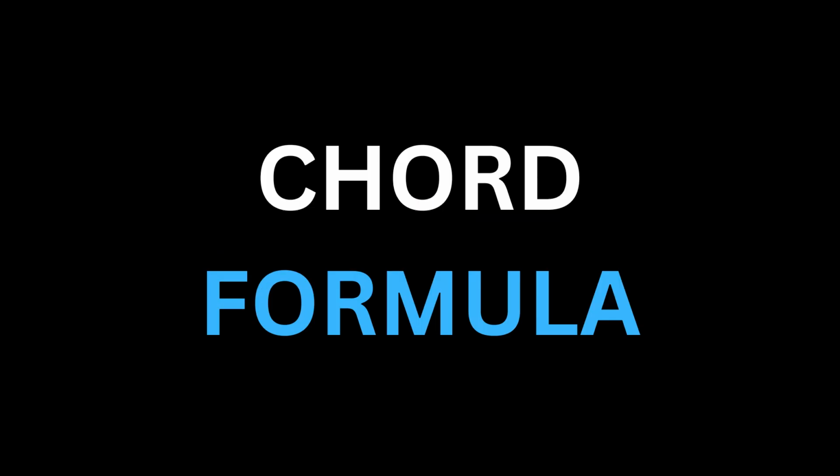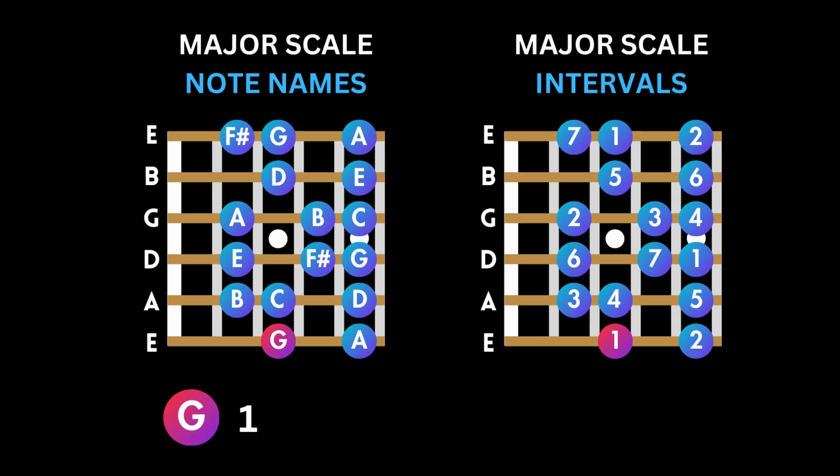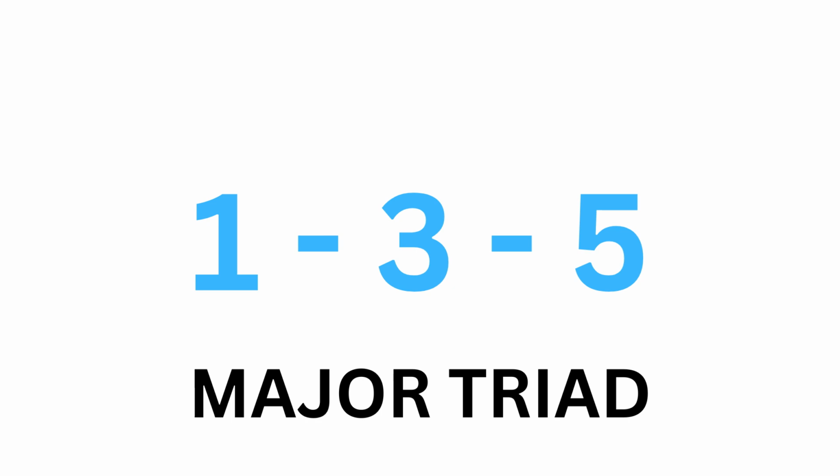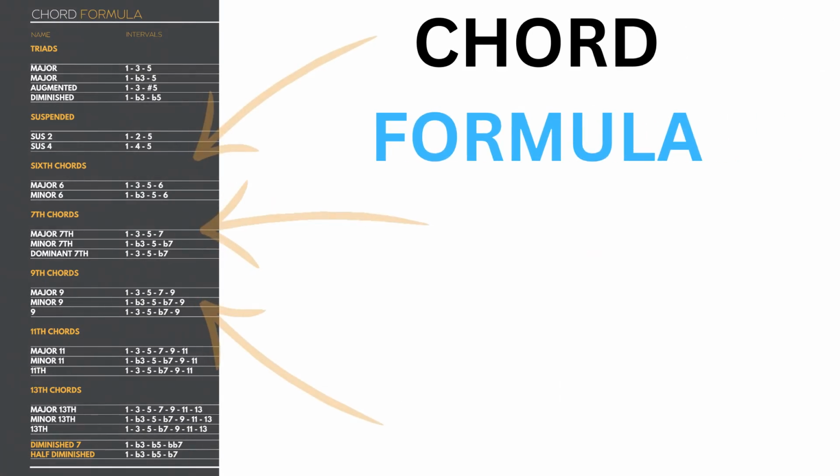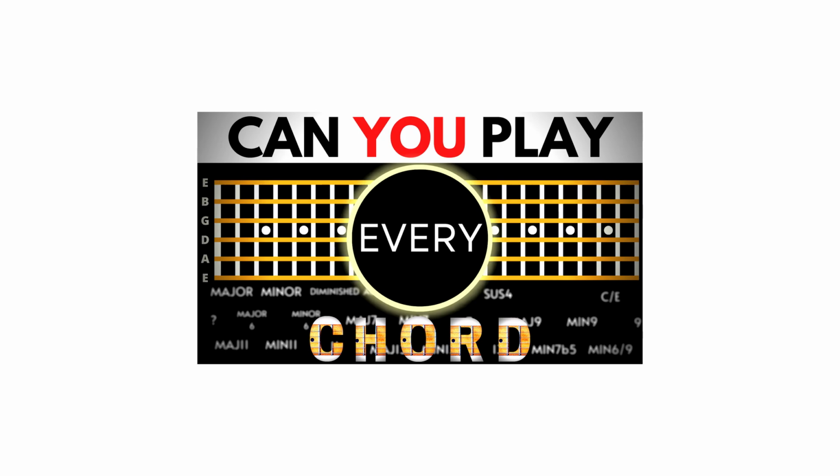You could also use chord formula to help identify this chord type using intervals. For example, the G note would be the first or root note. The B in relation to the G is a third interval and the D is a fifth. So 1, 3, 5, which is a simple major triad. If you're new to chord formula, then I have a very comprehensive video explaining how to build every chord using chord formula, which I will link in the description of this video.